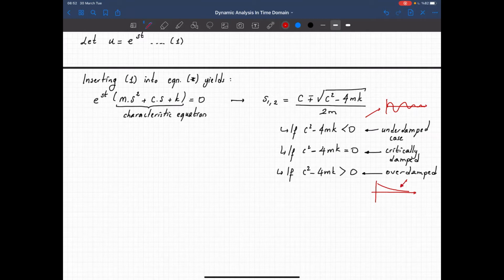So here we are interested in the underdamped case. So we will be solving the underdamped case. In order to solve it, we will make some definitions. So we say that let Cc is equal to square root of 4mk. So that's the value that makes this part of the equation equal to 0. So that's the critical damping. Not ratio, but it's critical damping.